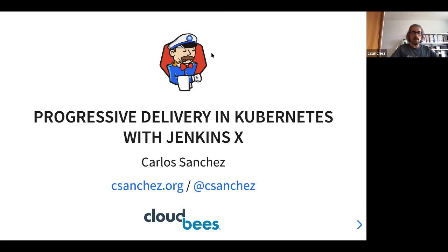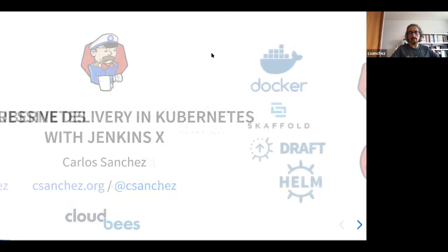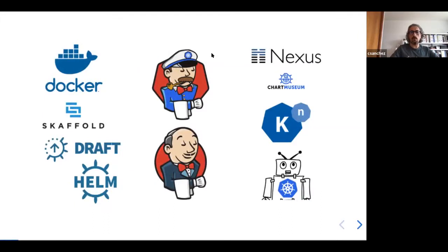So let me start with a quick intro on Jenkins X. Jenkins X includes a bunch of different tools. It uses Docker for all the container images, building the Docker images, as you probably are aware of. It includes some development utilities that are really cool, like Draft and Scaffold. Draft is built by Microsoft. Scaffold was created by Google.